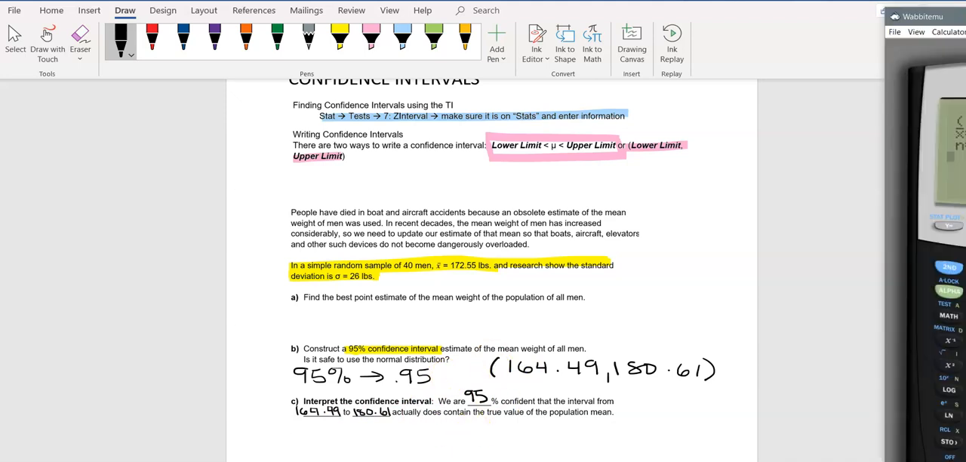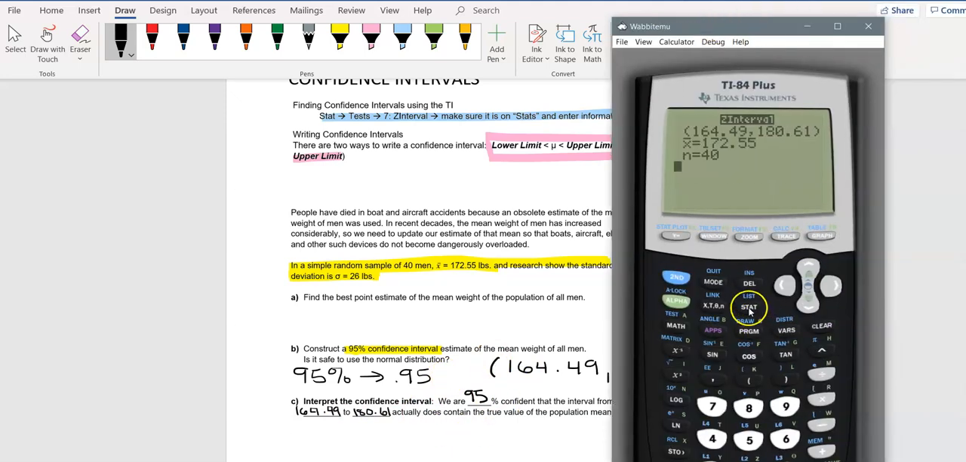So one more time, I'm going to run through it on the calculator. You go to Stat, arrow over to Tests. You're choosing option 7, which is Z interval. Hit Enter. Make sure that Stats is highlighted. It will ask you a variety of prompts. It will ask you for the standard deviation, the mean, and your sample size.